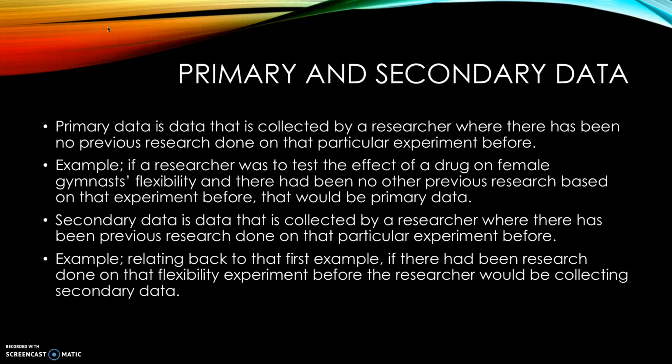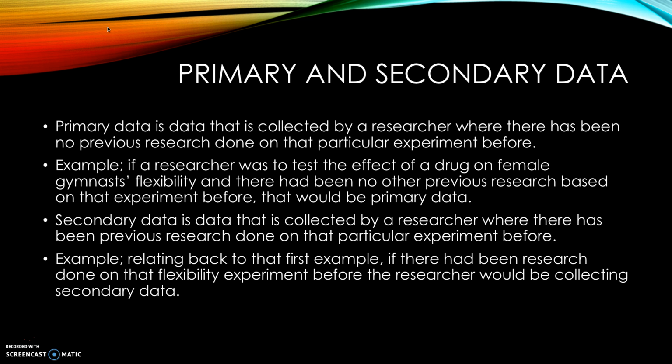Okay, so now we move on to primary and secondary data. Primary data is data that is collected by a researcher where there has been no previous research done on that particular experiment before. An example would be if a researcher was to test the effect of a drug on female gymnasts' flexibility and there had been no other previous research based on that experiment before. That would be primary data.